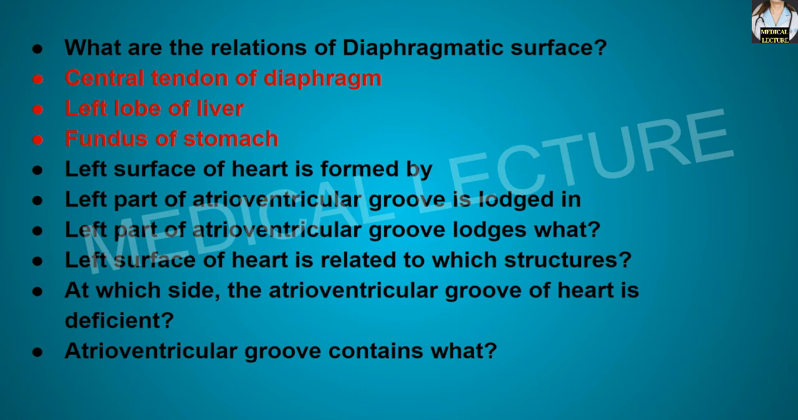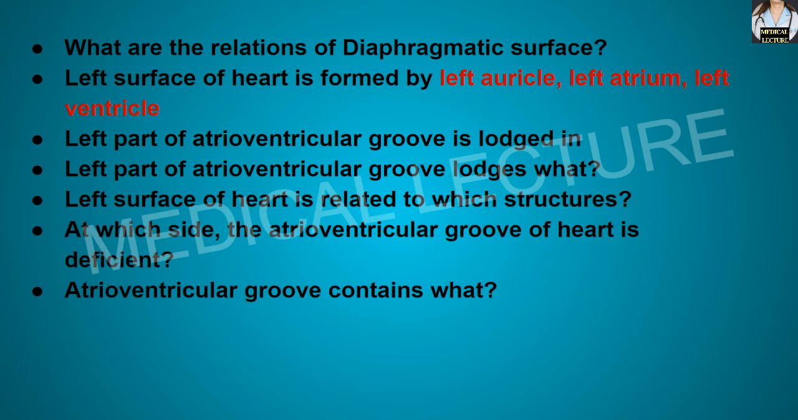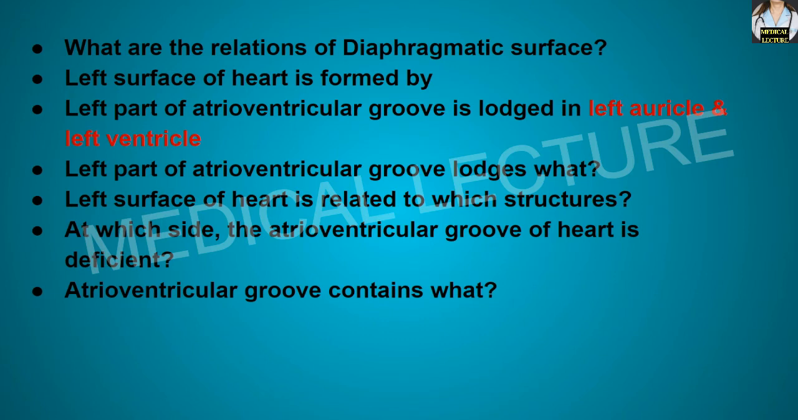Left surface of the heart is formed by left auricle, left atrium, and the left ventricle. Left part of the atrioventricular groove is lodged in the left auricle and left ventricle. So, left part of atrioventricular groove is lodged in the left auricle and the left ventricle. Left part of the atrioventricular groove lodges what?